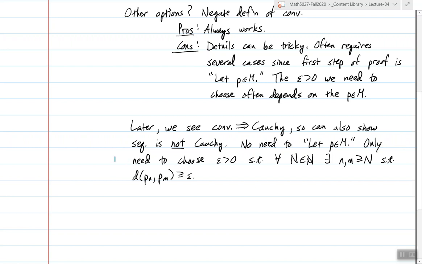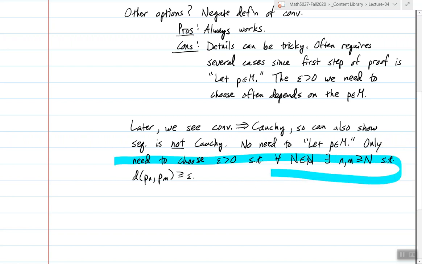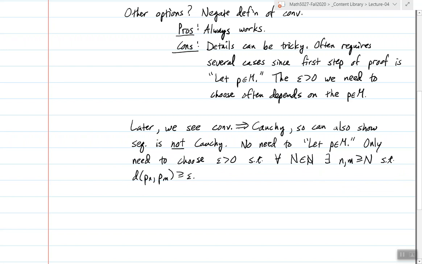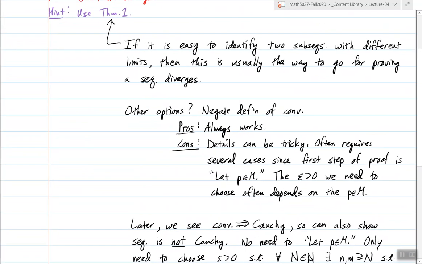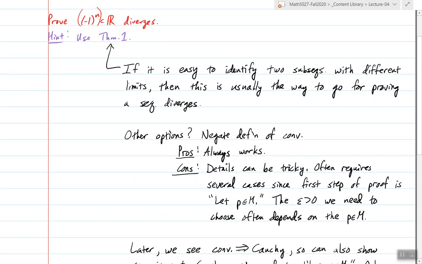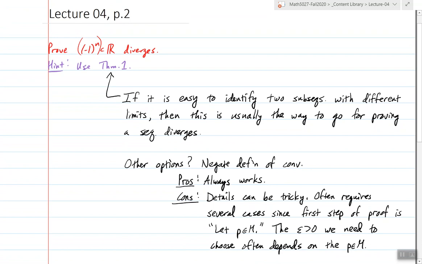Meaning you only need to choose an epsilon such that no matter which point in the sequence you pick, you can always find two indices at least as far out as that index n, such that the distance between them is greater than or equal to epsilon. We'll see that later. So this is just a little foreshadowing, but I would suggest try using theorem 1 and try using the negation of the definition of convergence to prove this result.